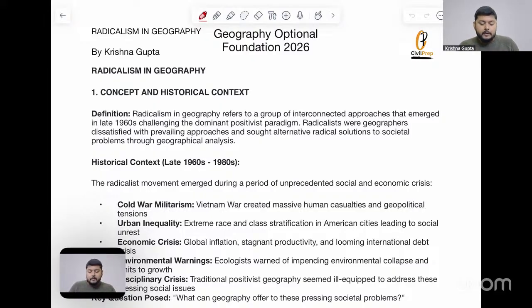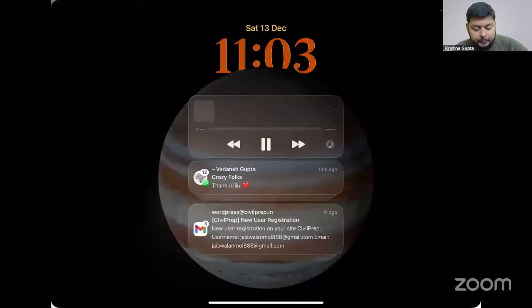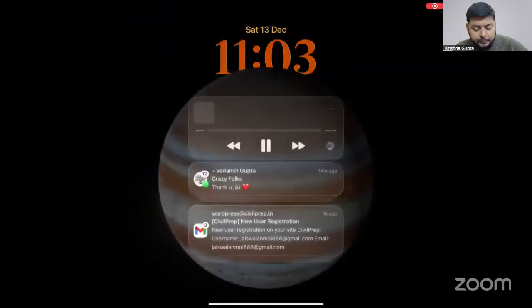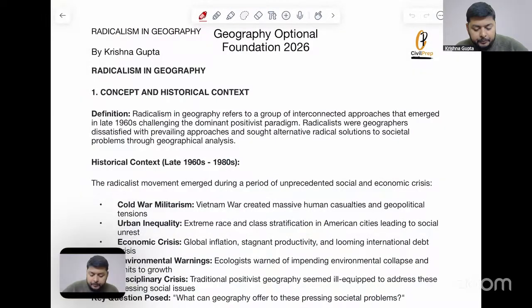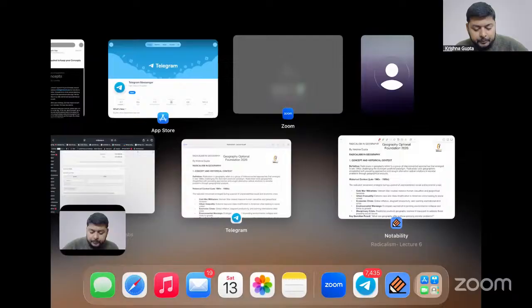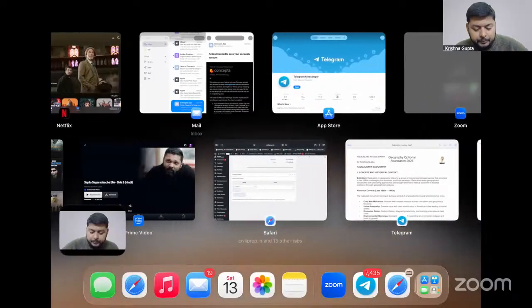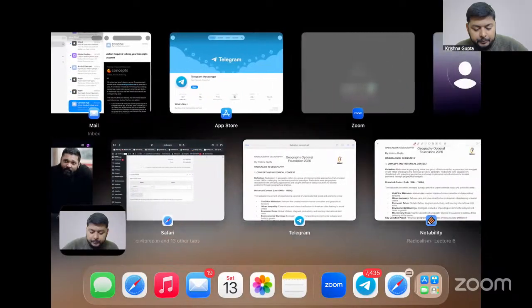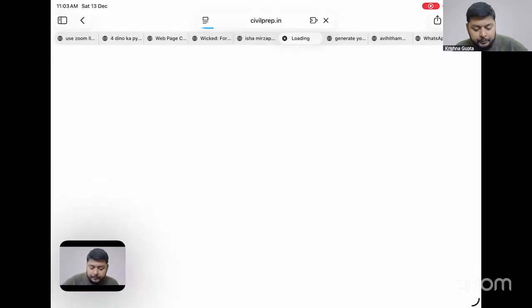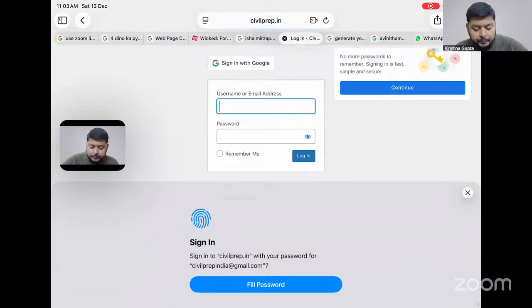I have prepared certain PDFs here. How to use this PDF, I'll just give you a demo. You have to go to the web, and under this web part, you will be logging into civilprep.in. You have to create your account if you don't have one.